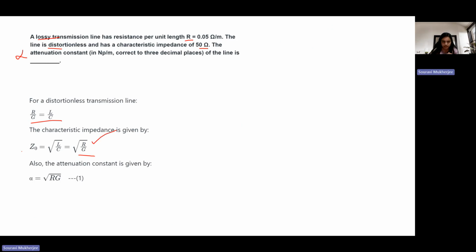Now R is known, Z naught is known. So you know G. Once you know G, you know that alpha is root over of R into G. Now you again know R and you also know G. So that means you can find alpha, right? So that's how you can actually use the different relations that we have been deriving, right?